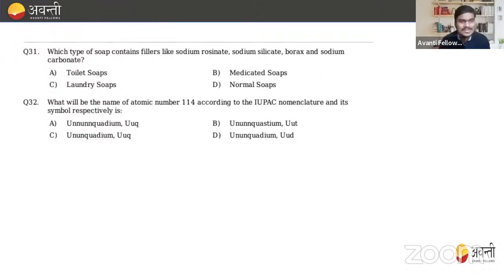So the first question is question number 31. Basically, I'm here to discuss only chemistry questions, right? Okay, so the first question, beta, is a very simple question and it is basically from chemistry in everyday life, right? So this is from this chapter. Every year, one question comes from chapters like chemistry in everyday life, environmental chemistry, and so on.